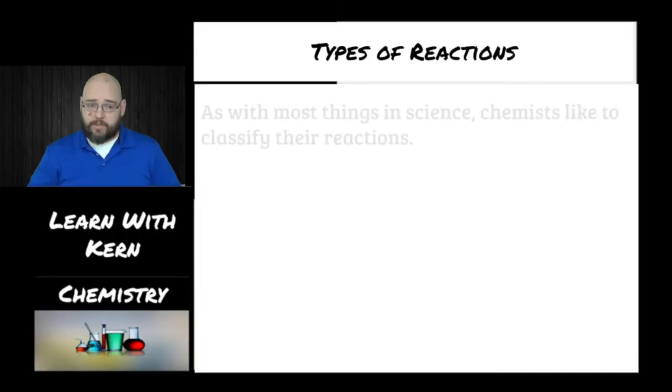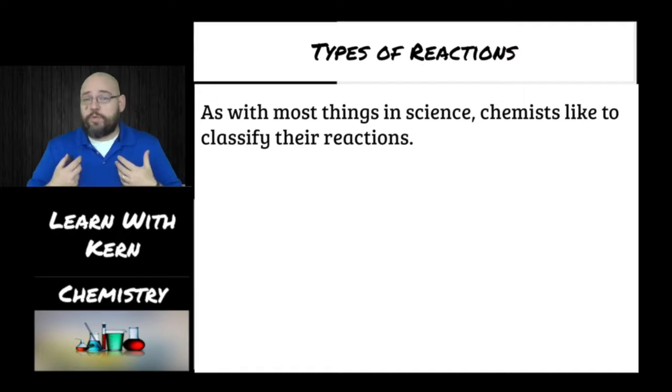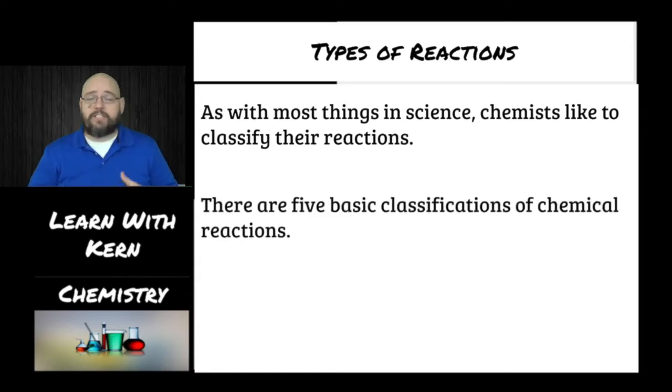In today's lesson, we're going to be talking about the types of chemical reactions that we will be dealing with moving forward. So we've talked about chemical equations, chemical reactions, the evidences of those chemical reactions, and how to balance those chemical equations. So now we're going to talk about the types of chemical equations that we're going to come in contact with. Now, as most things in science, chemists like to classify things. We like to classify our reactions. Now, there are 5 basic classifications of chemical reactions that we're going to be dealing with.